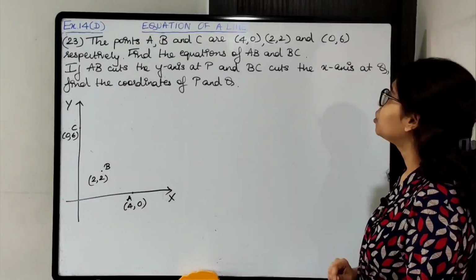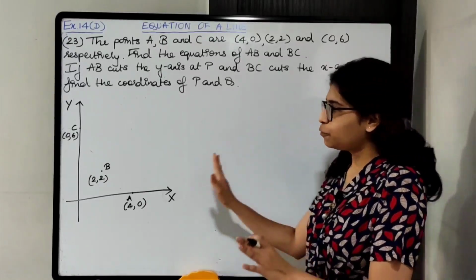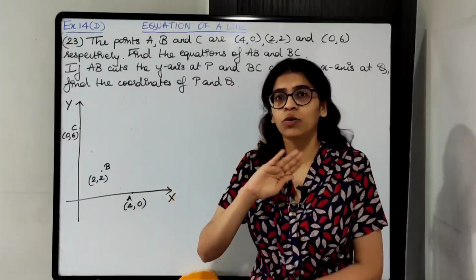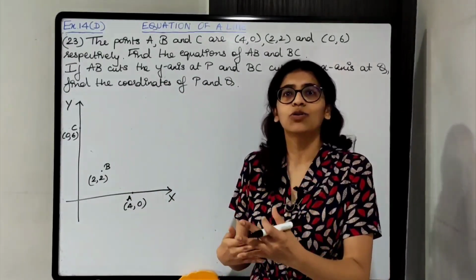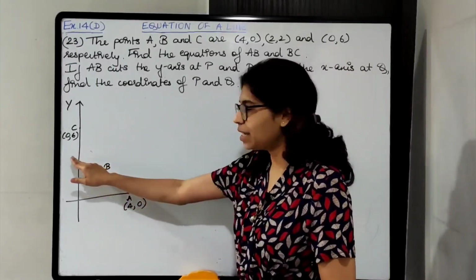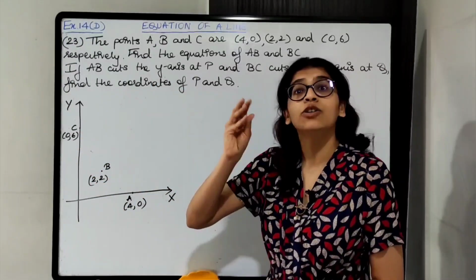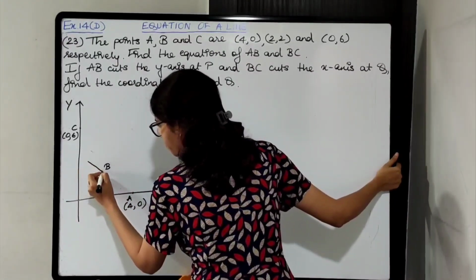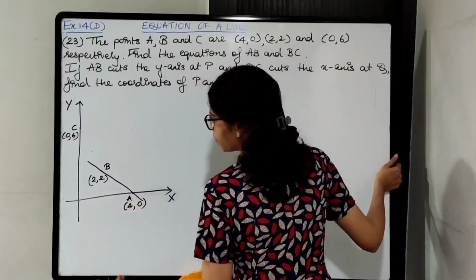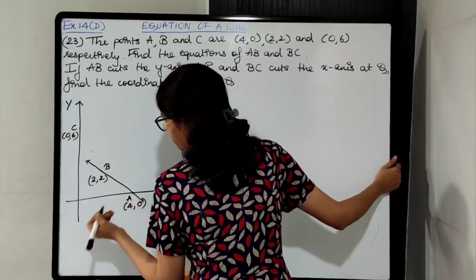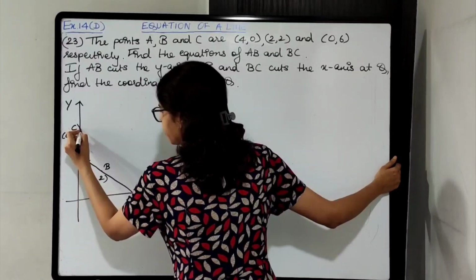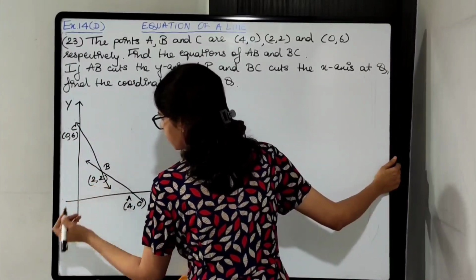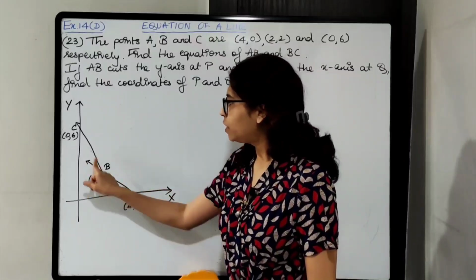We have to find the equations of AB and BC. If you plot it accurately, you will come to know that A, B and C are not lying on the same line. They are not collinear. Okay, non-collinear. So AB will be one separate line, BC will be a separate line. We have to find the equations of both. So the equation of AB and the equation of BC. What will be the equations of these two lines?